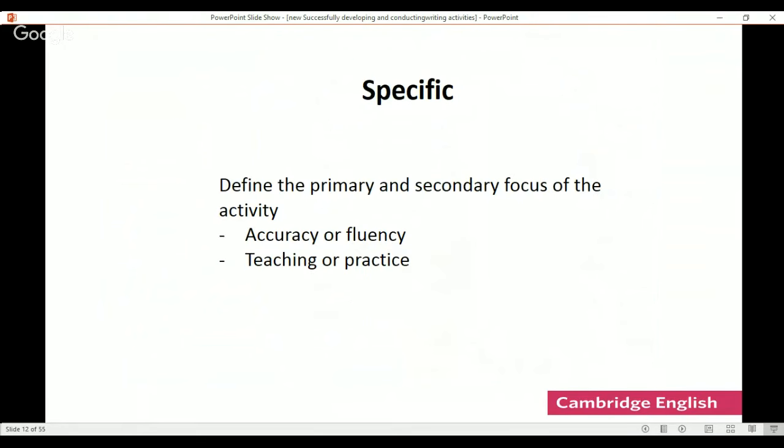When we say an aim should be specific, what we mean is you need to define the primary and secondary focus of the activity. Is it an accuracy or a fluency activity? Is it a teaching activity or is it a practice activity? A teaching activity is an activity by which you convey certain input or certain points. A practice activity is an activity that allows you to put into practice what you've already learned.